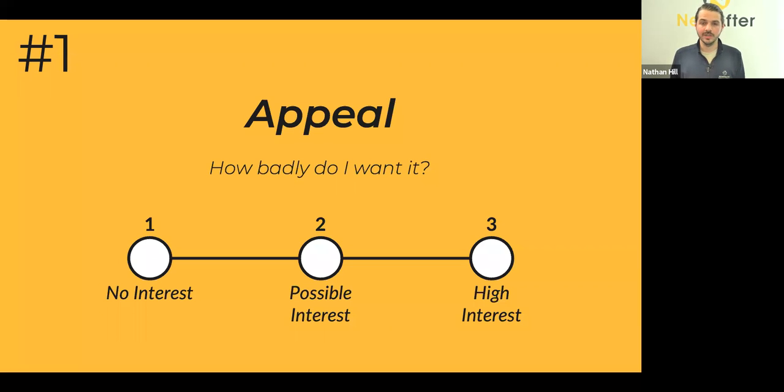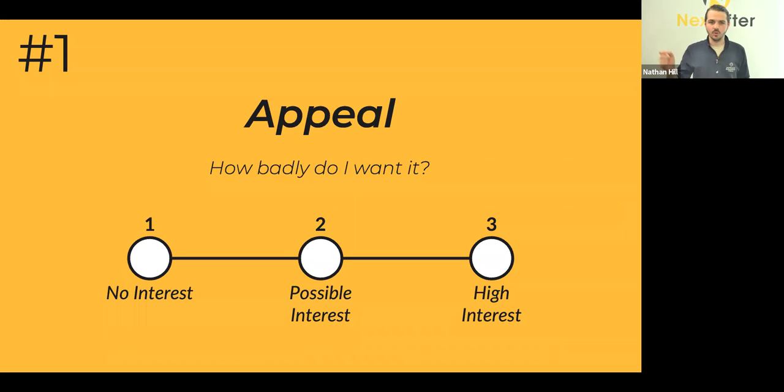Number 1, we need to address the appeal. How badly do I, the ideal donor, want to support the thing that you're talking about? How badly do I want to give to make an impact on the cause that you're articulating? Do I share the same values of that cause? Do I think it's as important as you do? How badly do I want it?